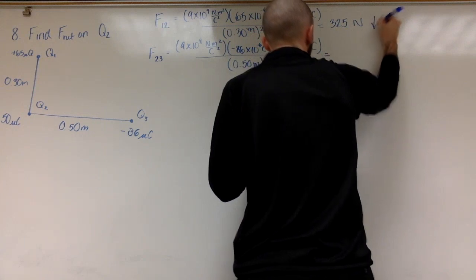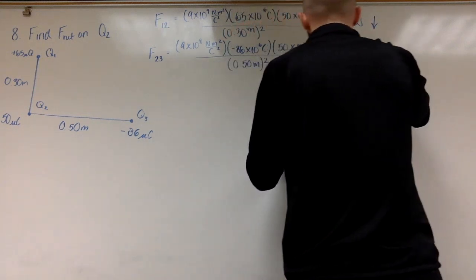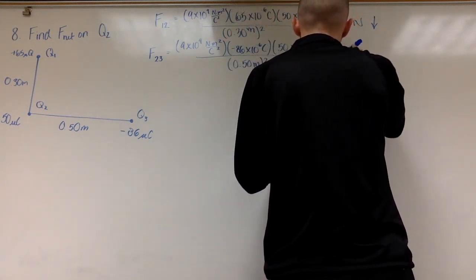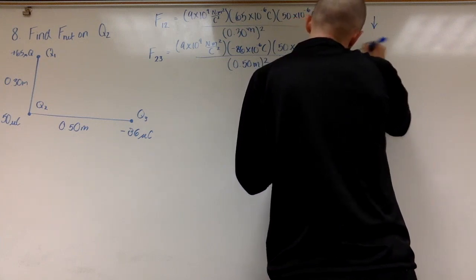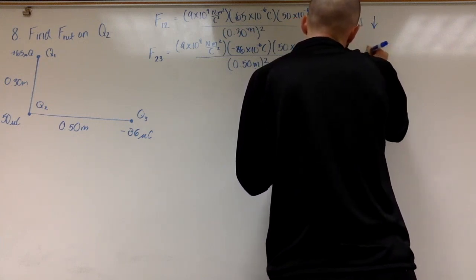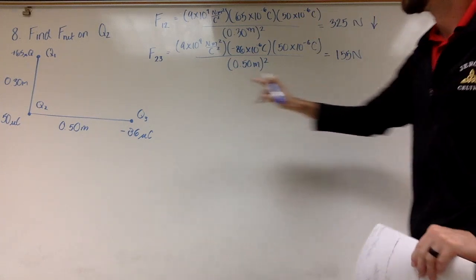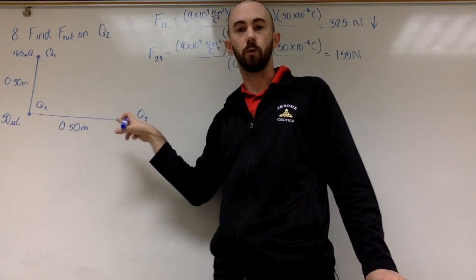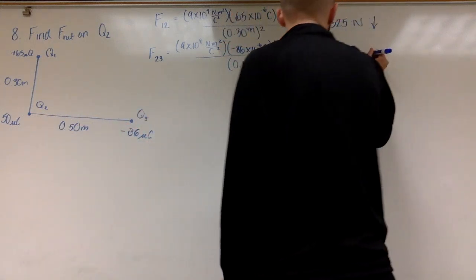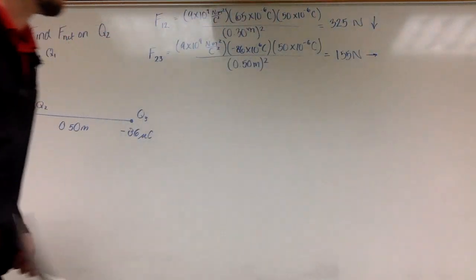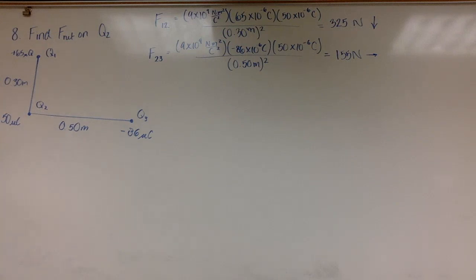Since that's repulsive, that's going to be downward. Then over here, I get a force of 155 newtons, which means that's going to be to the left. Oh, sorry, for Q2, not Q3. Q2 is going to be pulled to the right because it's attracted to this one, so this will be rightward. Now that we have two different force vectors, we're going to have to do some algebra and some trigonometry to figure out where it's going.